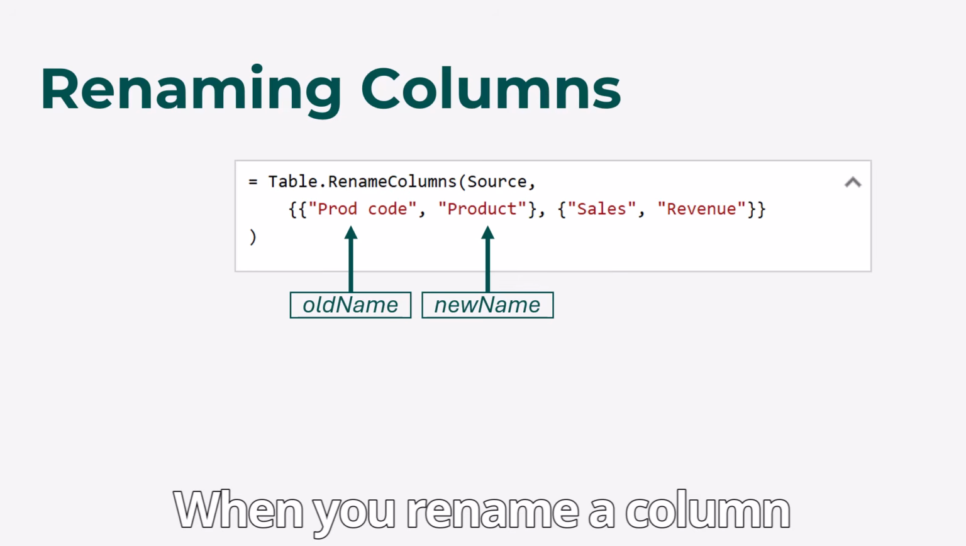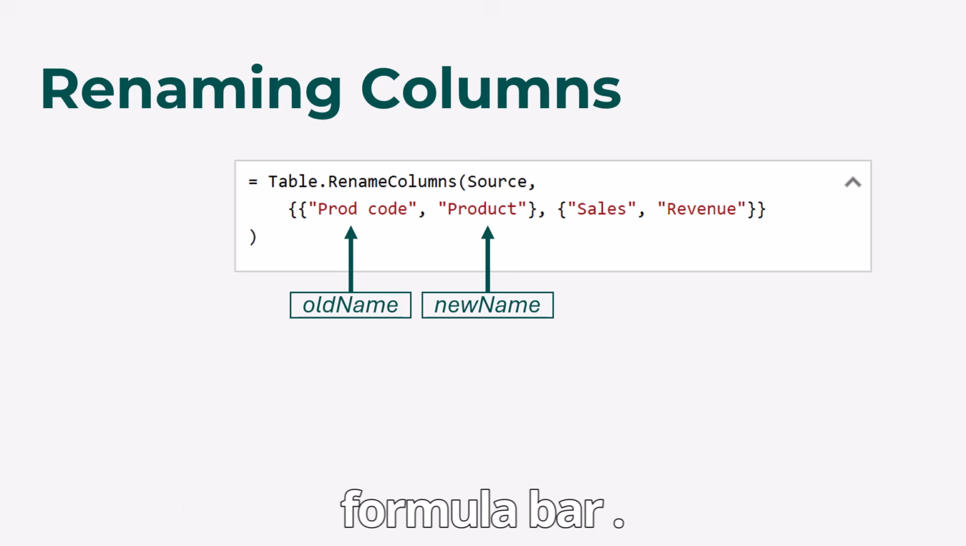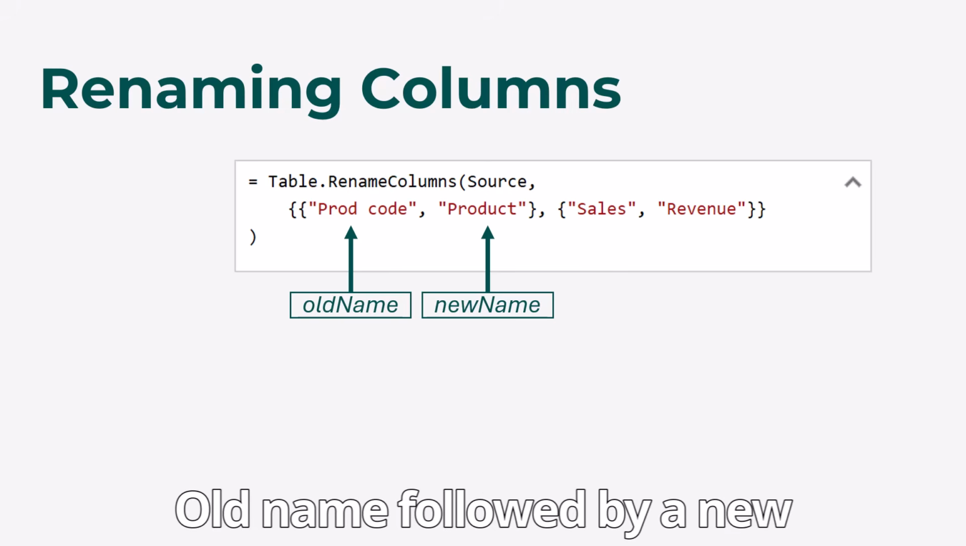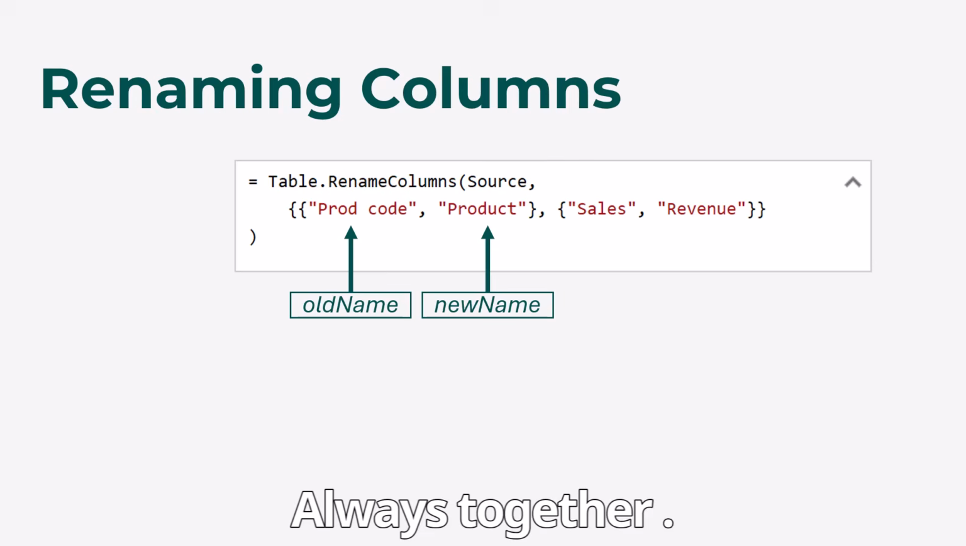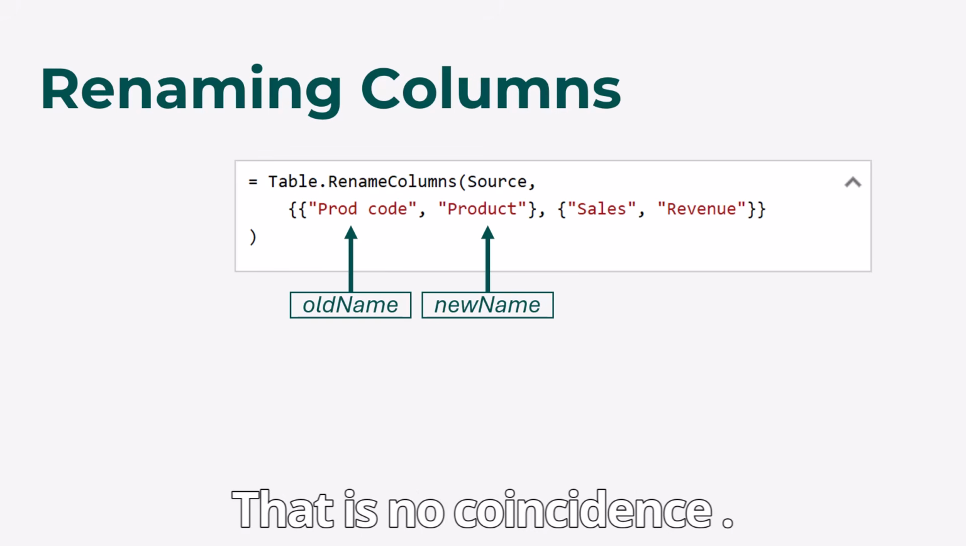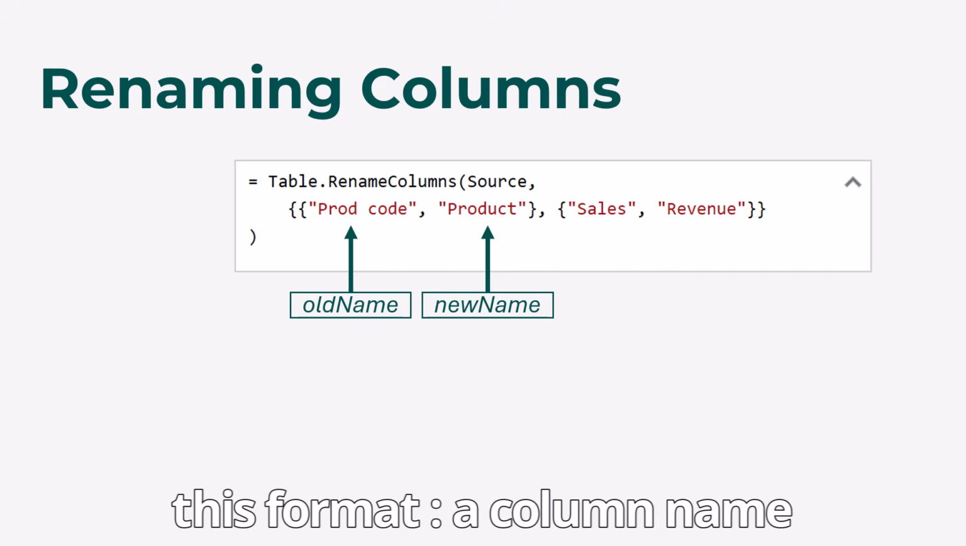When you rename a column in Power Query, look at the formula bar. You will see something like this. Old name followed by a new name. Two values, always together, always in that order. That is no coincidence. Several table functions use this format.